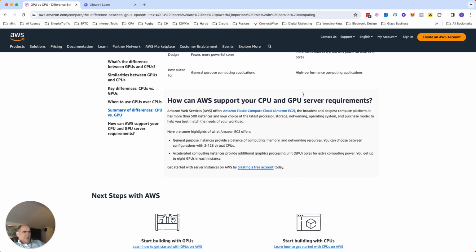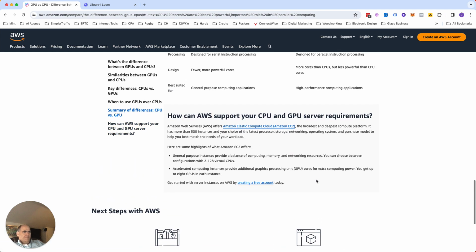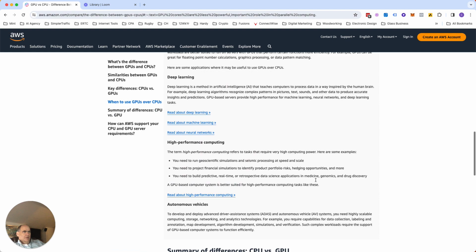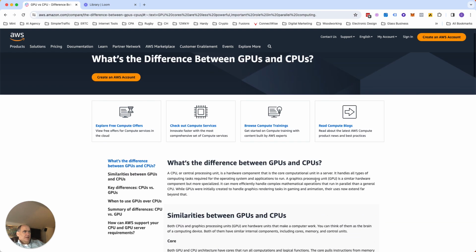And it goes on to talk about how AWS can support you for whatever you need, CPU and GPU. Of course, you're going to have a CPU on there, but with your GPUs. Anyhow, little insight into that.